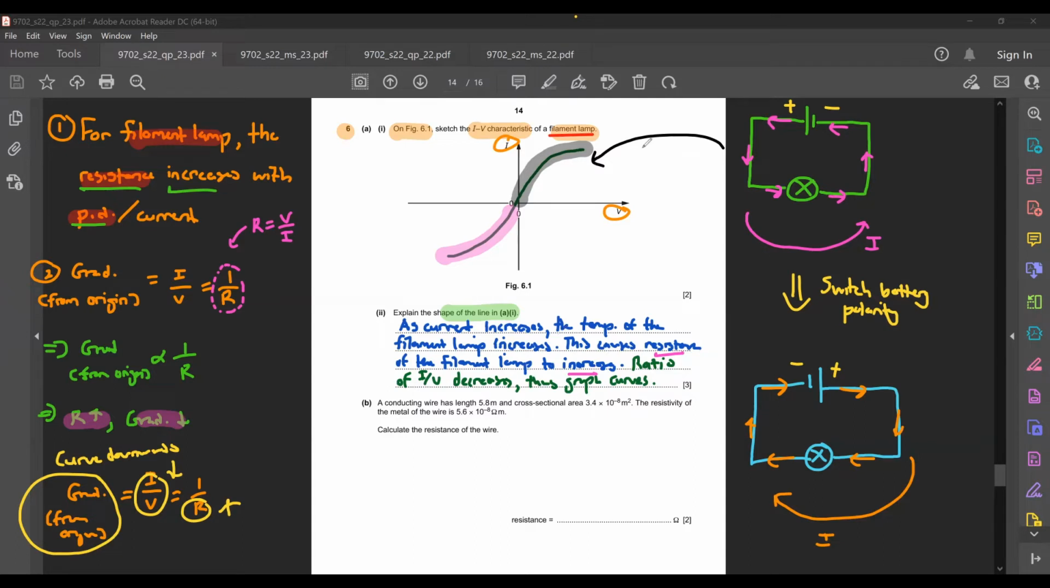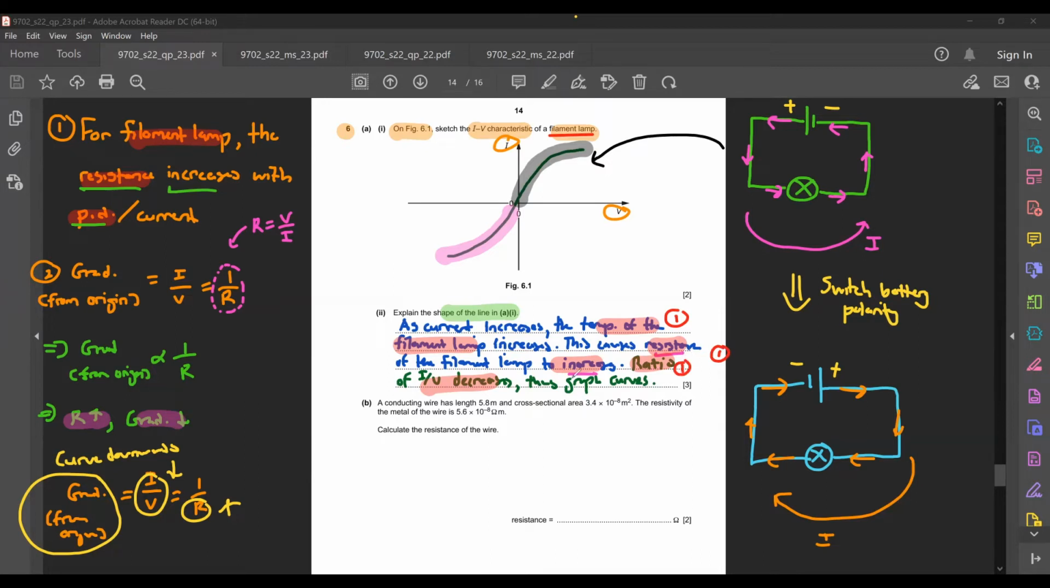Okay, so first point is just saying that the temperature of the filament lamp increases. Second point is you saying the resistance of the filament lamp increases. The last point is you saying the ratio of I over V decreases. That's your third point. Okay, so this is 1 point and this is 1 point.